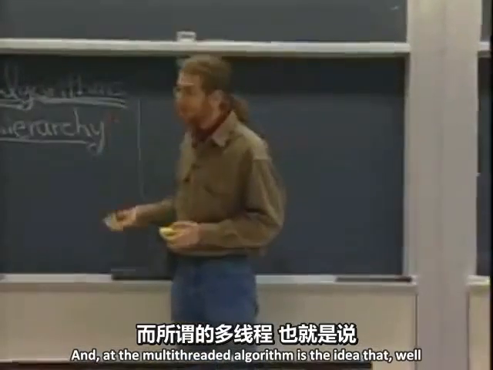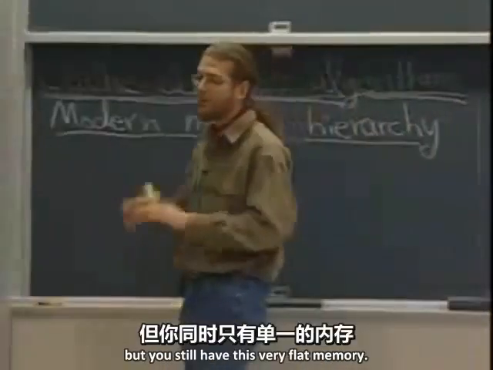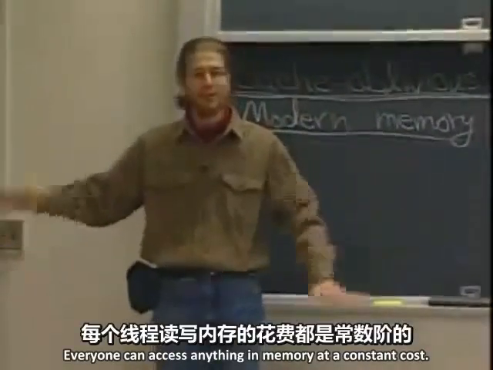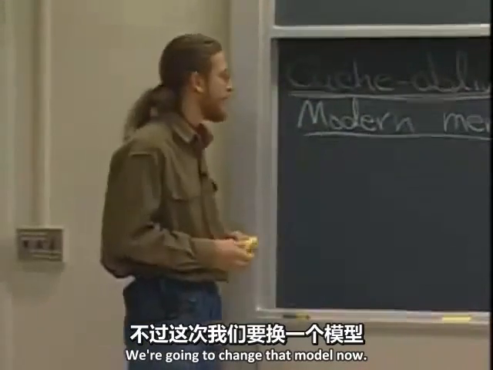And for the multi-threaded algorithms, the idea is that maybe you have multiple threads of computation running at once, but you still have this very flat memory. Everyone can access anything in memory at a constant cost. We're going to change that model now.